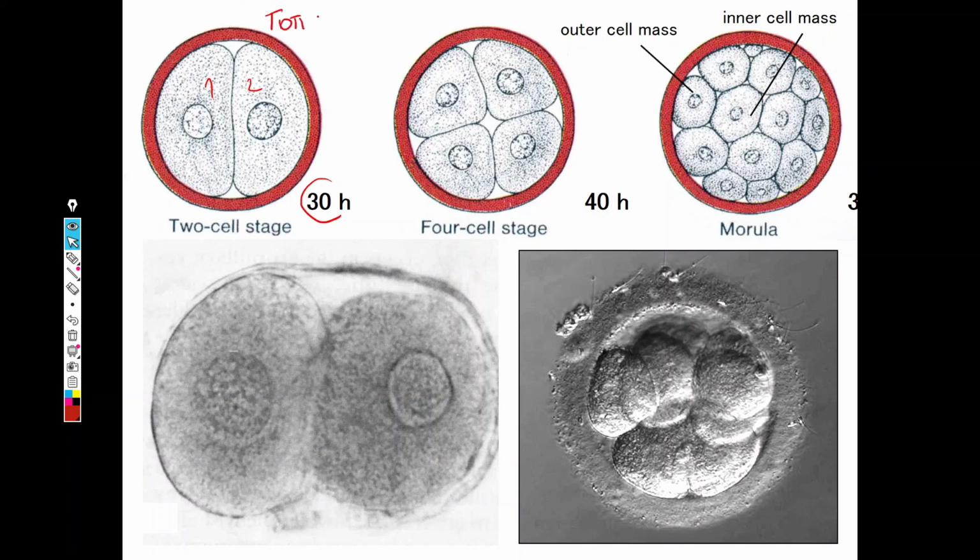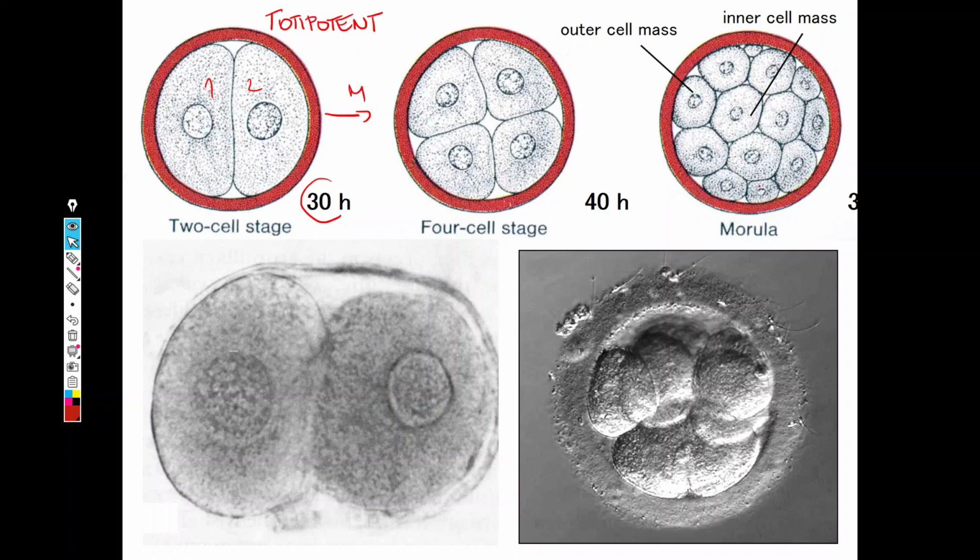totipotent. And what does it mean, totipotent? It means that each cell, each blastomere, can give rise to a whole embryo. So each cell can develop into a whole embryo. And after mitosis, we have the 4-cell stage, so we have 4 blastomeres about 40 hours after fertilization. It's the same as for the 2-cell stage, so these blastomeres are also totipotent.